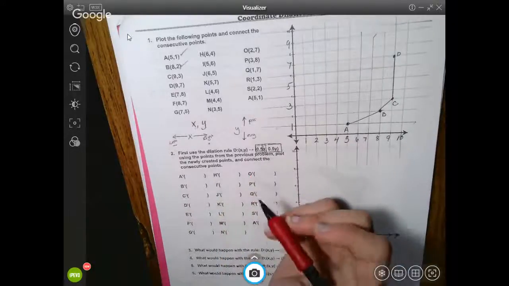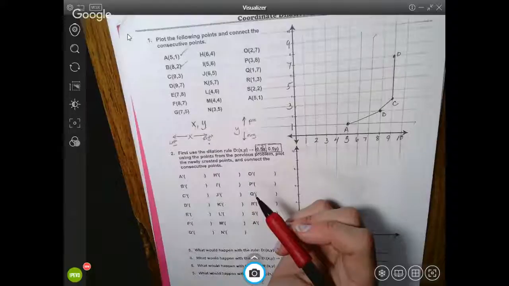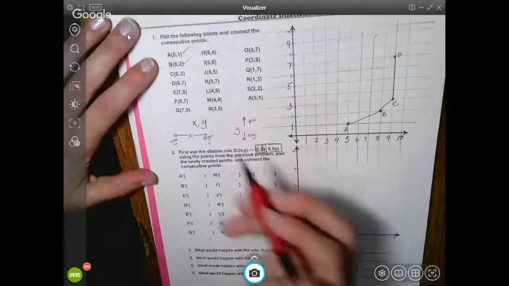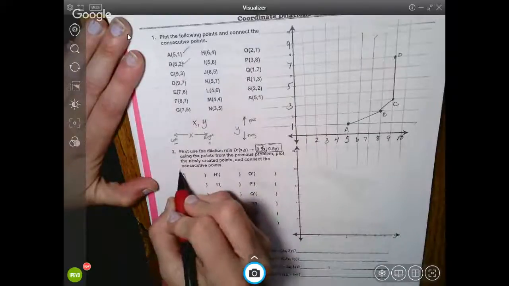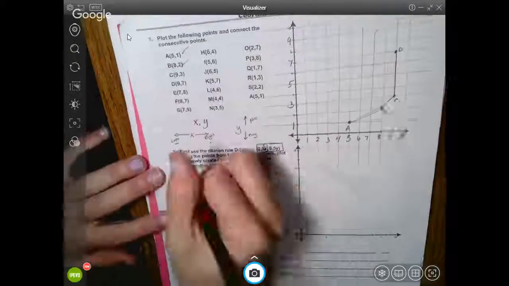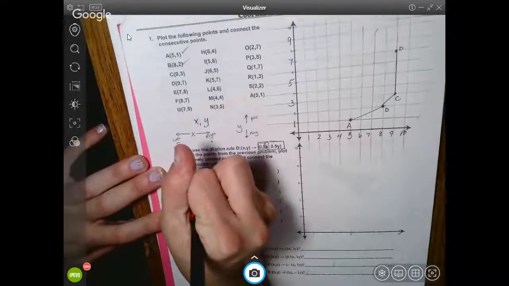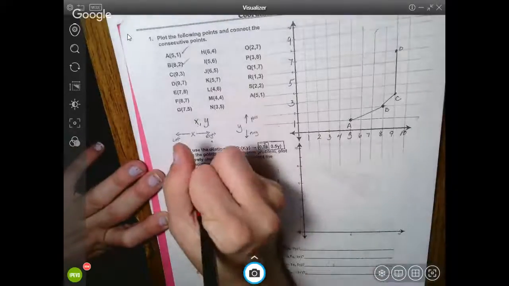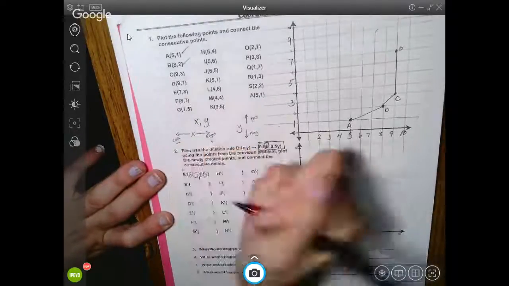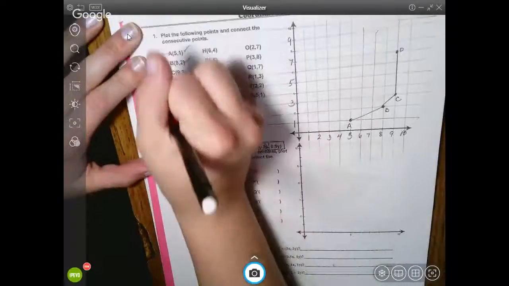And we know that multiplying by 0.5 is the same as dividing by 2. So here, I'm going to take my 5, 1, that was my original A, was 5, 1. When I multiply 5 by 0.5, I get 2.5. And when I multiply 1 by 0.5, I get 0.5.